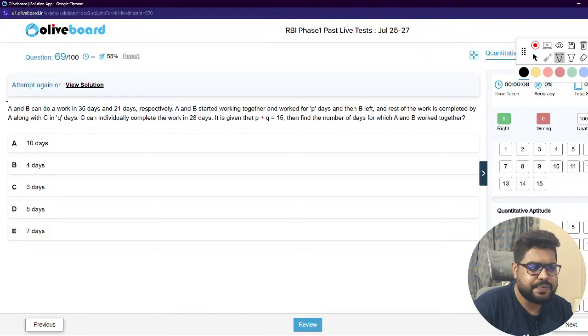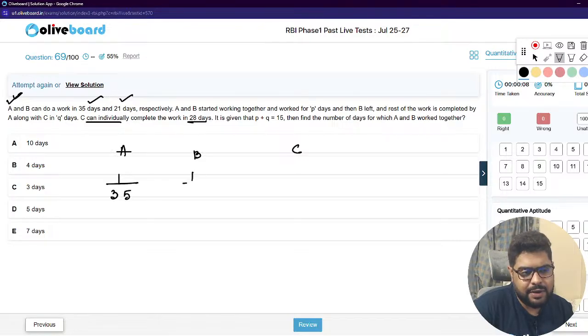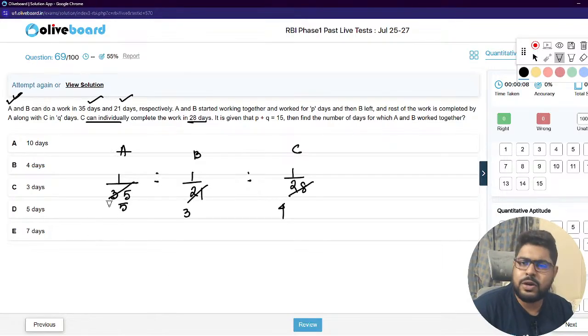Chalo, this one. A and B can do the work in these many days. Chalo, A hai, B hai. There is another person, C also. C individually. Sir, efficiency ratio 1 by 35, 1 by 21, 1 by 28, sir. Let's divide by 7: 5, 3, 4. I told you how to write inverse ratio. For 5, multiply these two: 4 threes are 12. For 3, 20. For 4, 15.